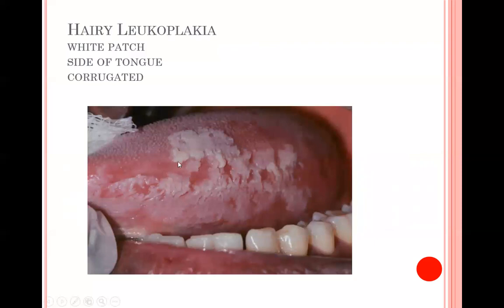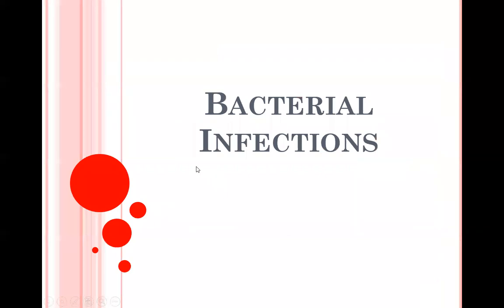Hairy leukoplakia presents as white patches on the side of the tongue, and corrugated, are some of the oral manifestations of hairy leukoplakia. And so that's all that we're going to talk about for HIV. That's all that we have in the PowerPoint. So now we're going to move on to bacterial infections.